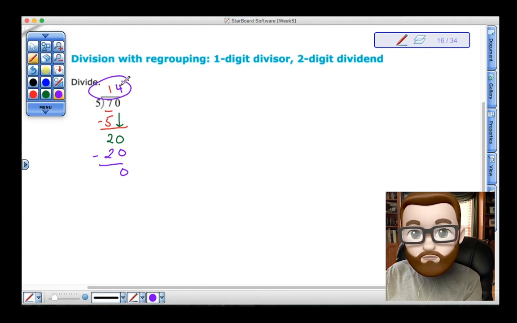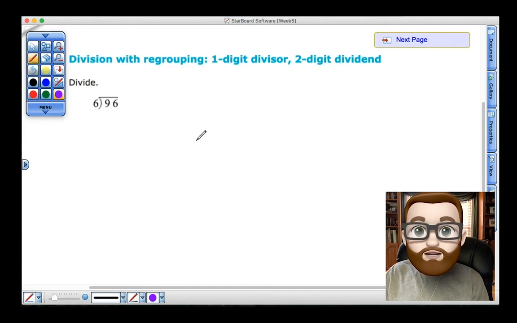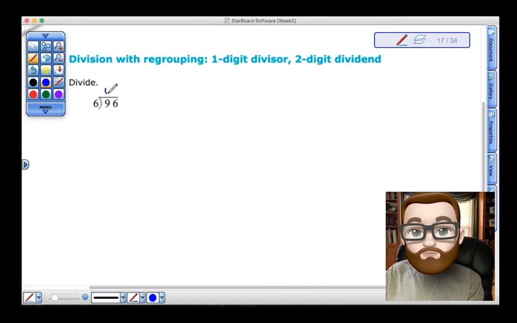All right, one more example. This is one I'd like you to try on your own, so why don't you try that now? And we're back. How many times can 6 go into 9? It goes in there exactly one time.